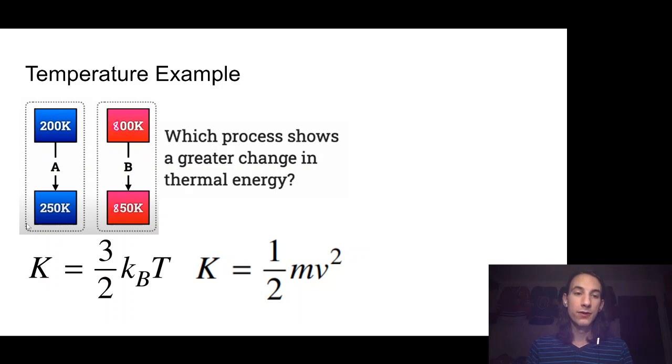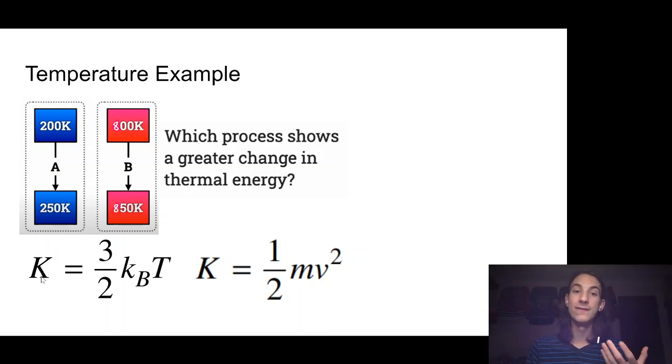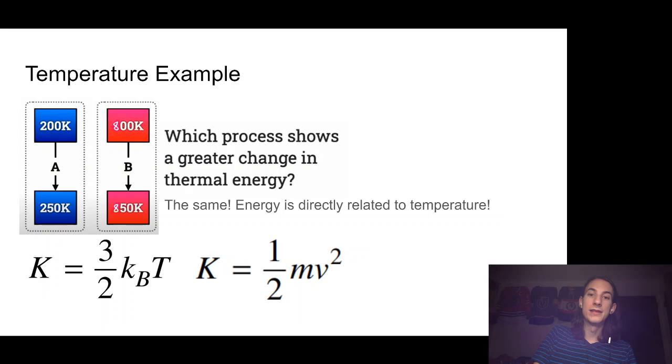All right, so this kinetic energy is really the energy in our system, and thermal energy is going to be made up of the kinetic energy of all these particles. So because we're dealing with this Kelvin scale, a difference of 50 kelvins is the same regardless of if we're in A or B. 50 kelvins is just going to be 50 kelvins, which means they have the same difference in temperature, which means they have the same difference in kinetic energy, which means they have the same difference in thermal energy, because thermal energy is really just, hey, what's the kinetic energy of all these particles? All right, so they're going to be the same because energy is directly related to the temperature.